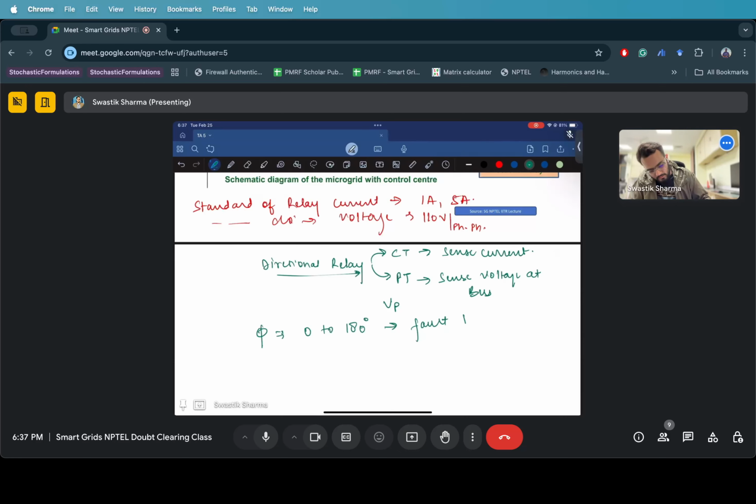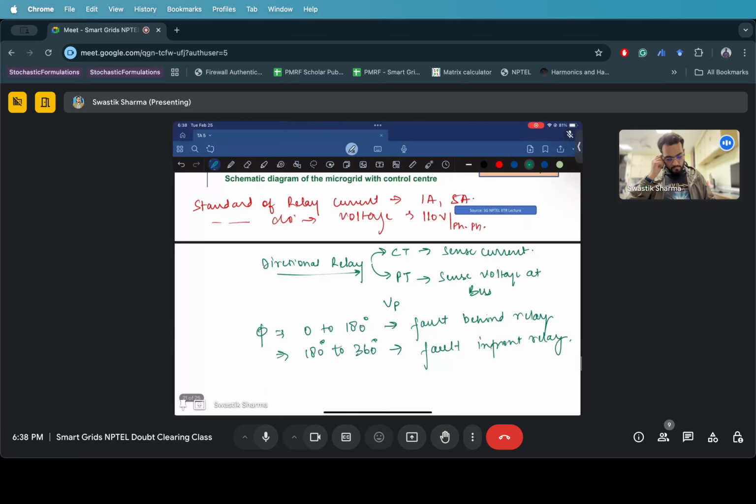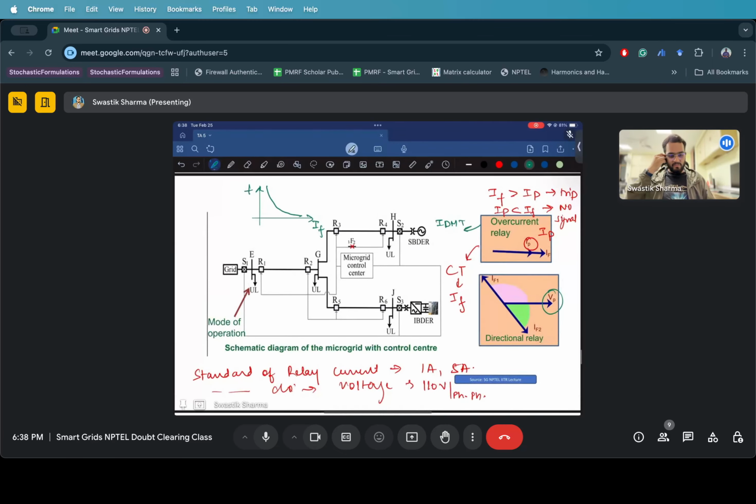This is the general standard. And if it is 180 to 360 degree, we say the fault is in front of the relay. So we use this kind of standard to check if the fault is happening behind it or in front of it. And that is how a directional relay works.